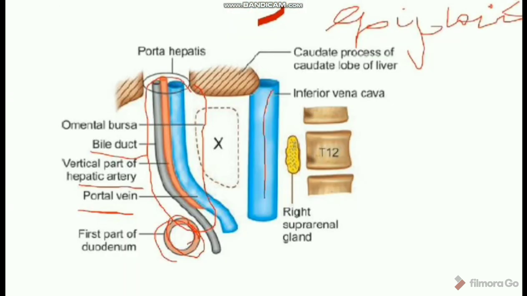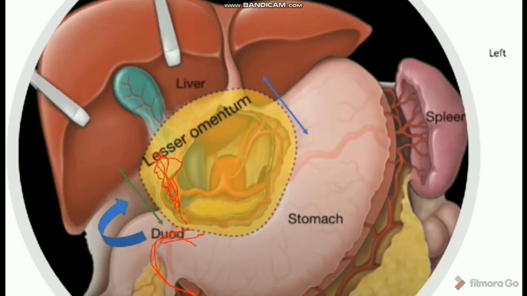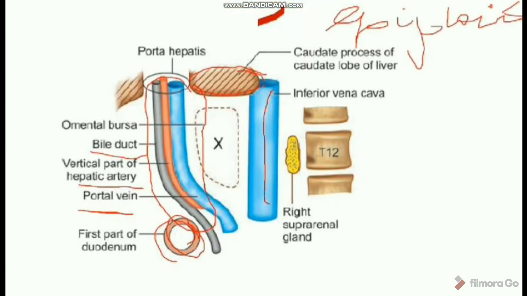Behind it is the IVC, and above it is the caudate lobe of liver. So here you can see this is the caudate lobe of liver, which is above it. So that is how the boundaries of the epiploic foramen are. And when you cross through it, you are into the lesser sac now.